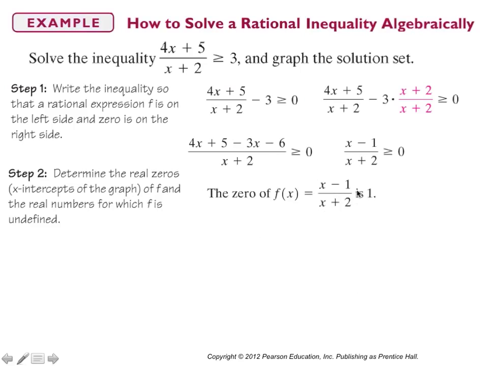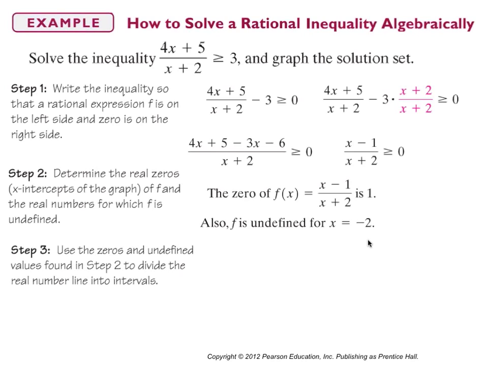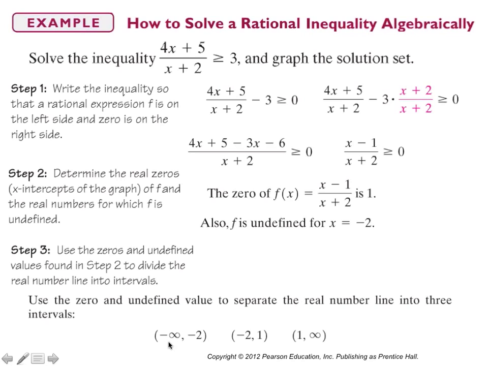So if I set x minus 1 equal to 0, I'm going to get x equals 1 as my zero of my numerator. And if I set x plus 2 equal to 0, I'm going to get x equals negative 2 as my zero of my denominator. So 1 is an actual zero, negative 2 is where my function is undefined. And what these help me do is to create intervals. So I'm going to have an interval from negative infinity up to negative 2, because that's my first point that I come across. And then an interval from negative 2 up to 1, and then a last interval from 1 to infinity.